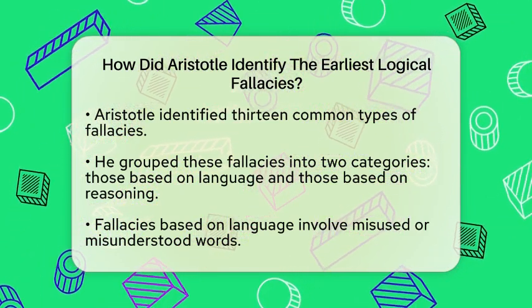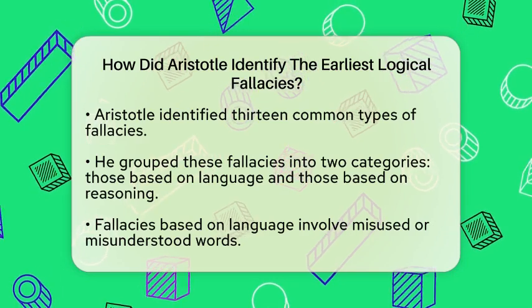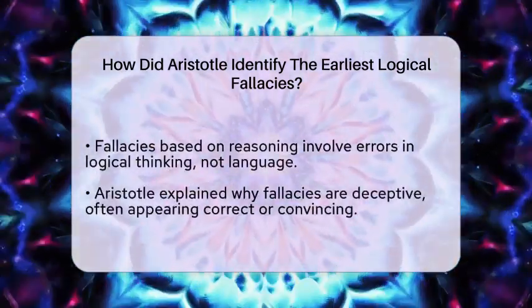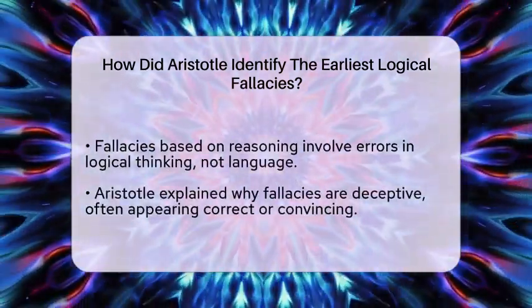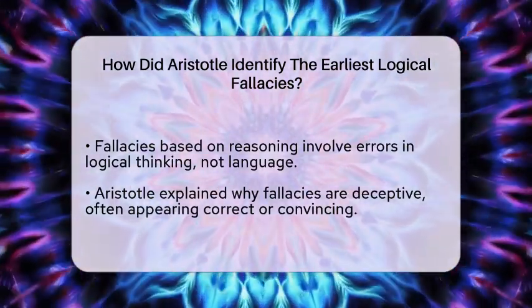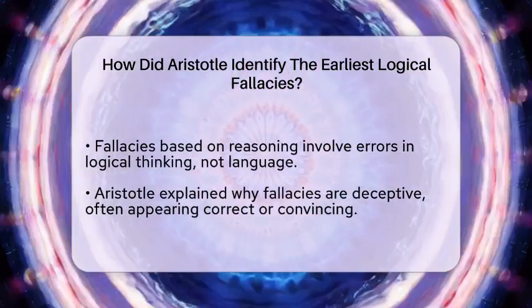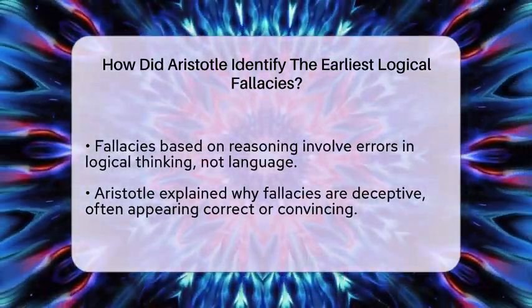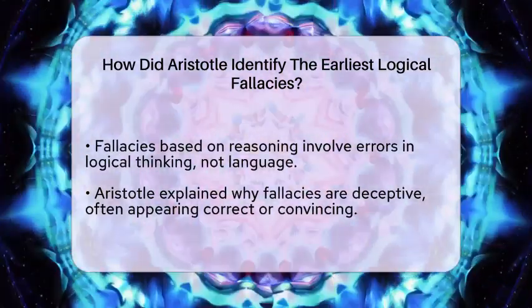He also explained why fallacies are so sneaky. They often seem correct or convincing, which makes people accept false ideas without realizing they are wrong. Aristotle's work didn't just list these fallacies. He also analyzed how they work and how to recognize them. This way, people could learn to avoid being misled.